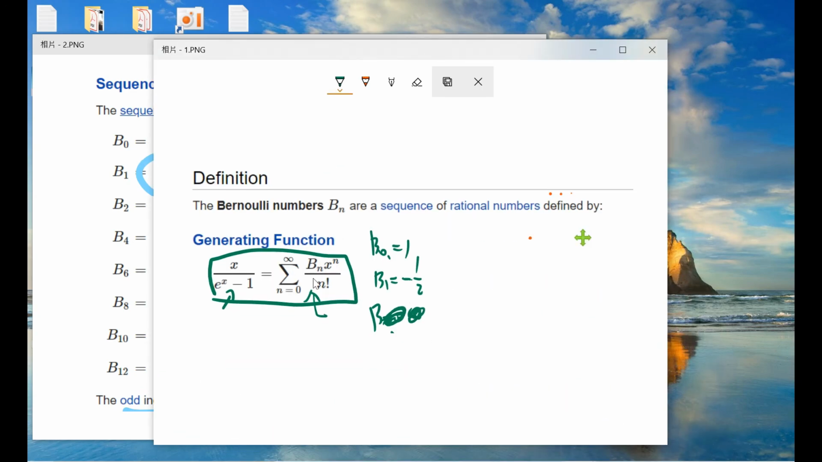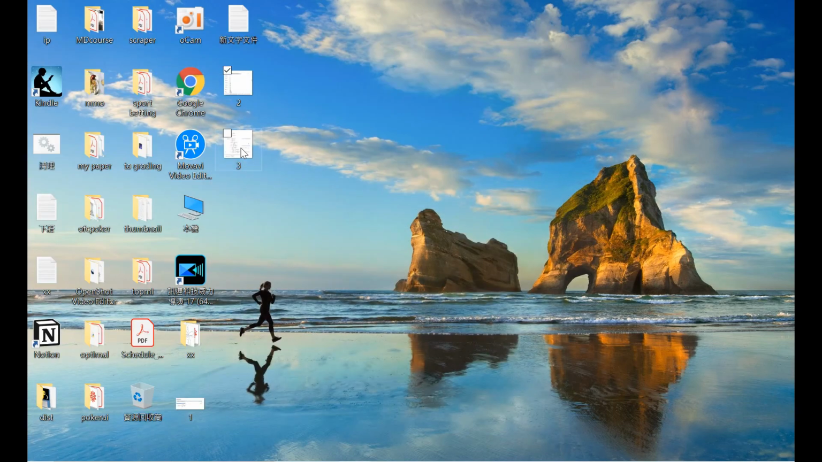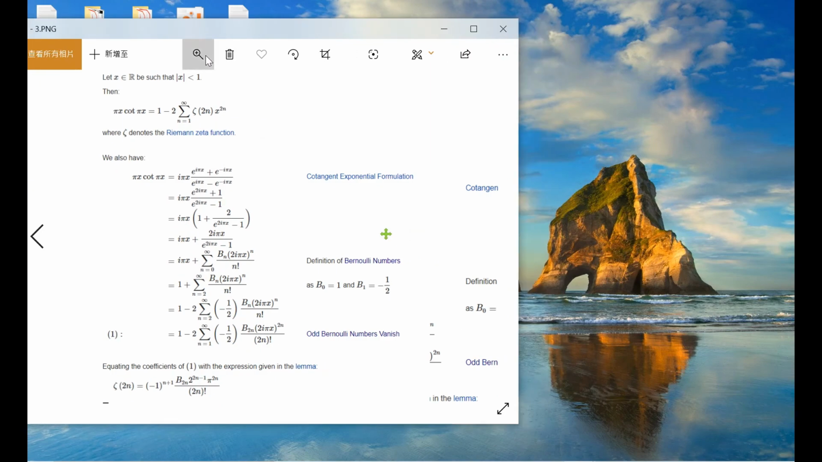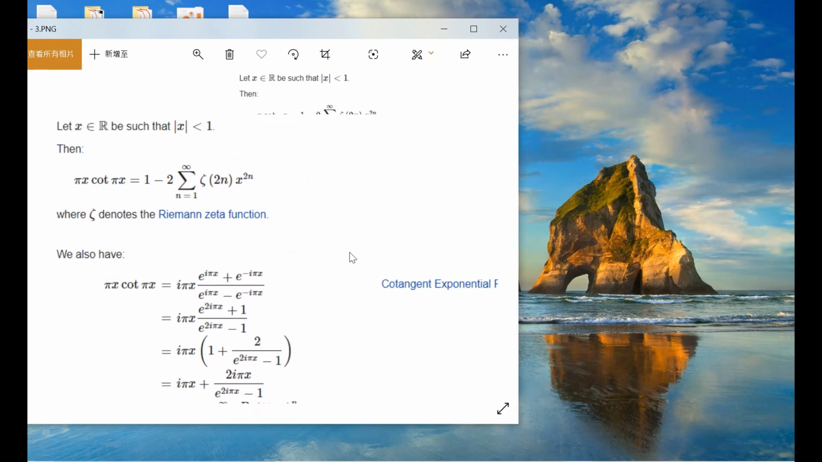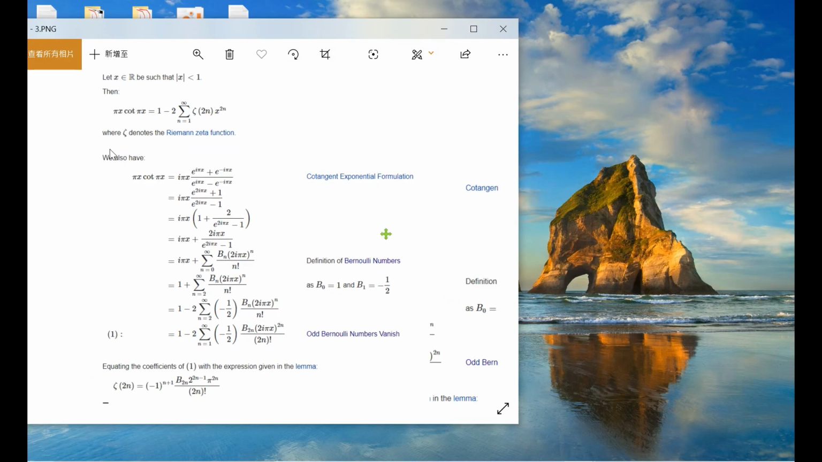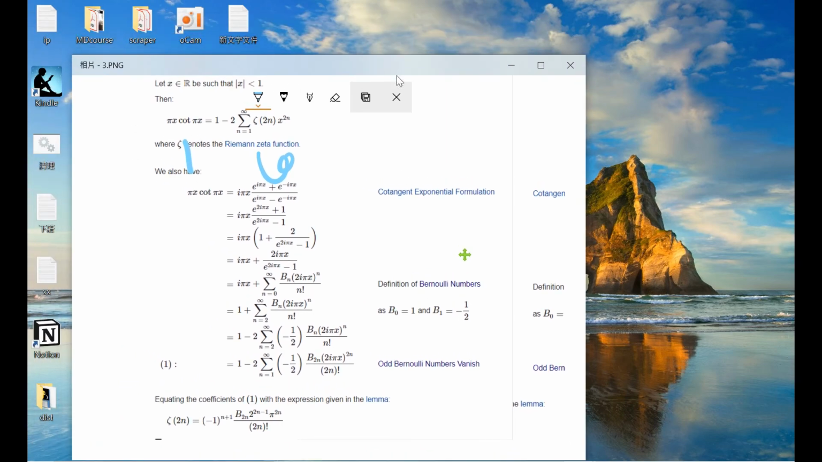So once we have this definition of the Bernoulli numbers, then we can solve for the zeta 2n values. To solve this, let me show you guys step by step. Okay, so we start from this formula. Let me reduce my handwriting. First we need to prove this identity.